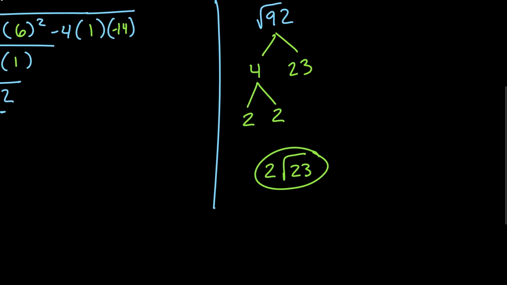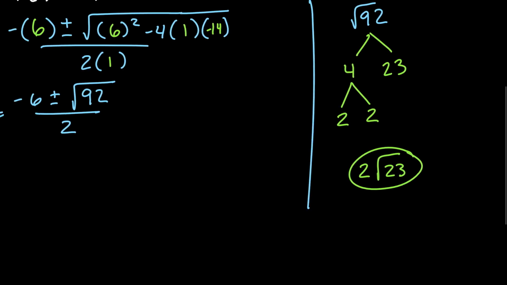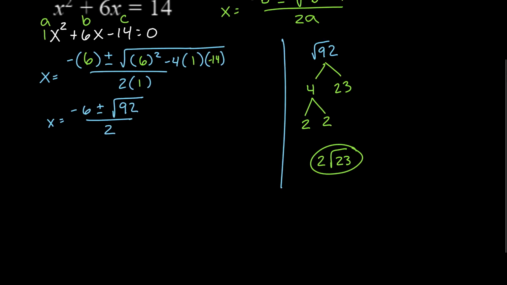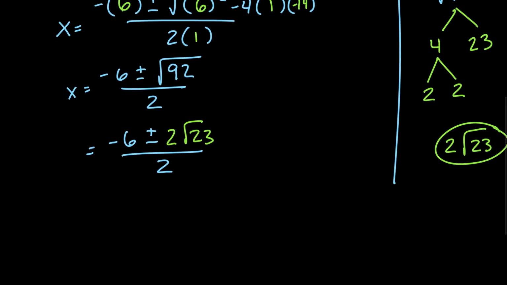So, go ahead. There is no perfect squares that go into it. Good question. Okay, so I'm going to replace 92 with what? Divided by 2. So can this be simplified anymore?